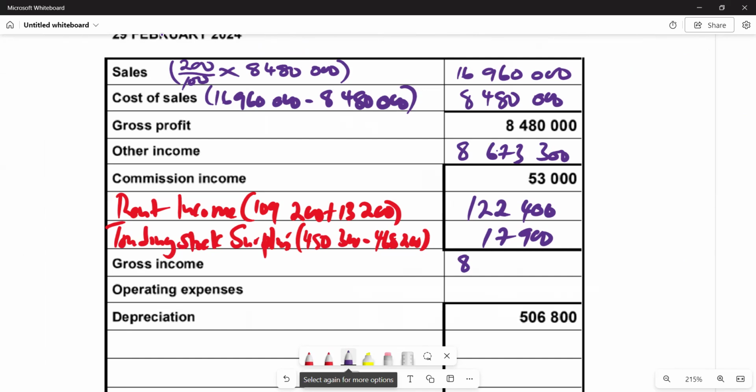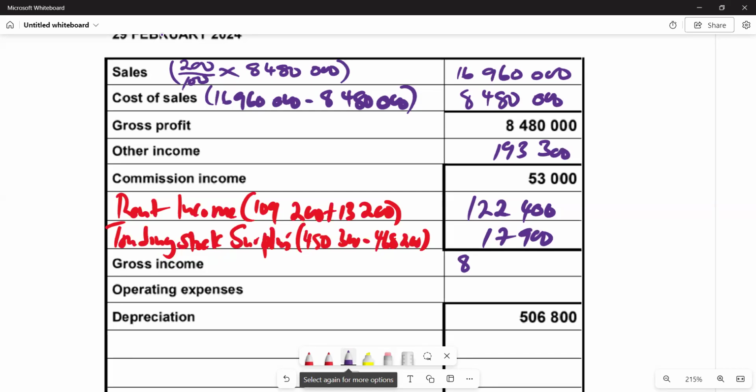So the figure that we are getting for other income is a wrong figure there. We can just try to correct it. Remember, we are saying 122,400 plus 70,900 plus 53,000. So obviously the figure is going to be, we can try to edit, and we get 193,300. So this is the figure that we get there as our total for other income.